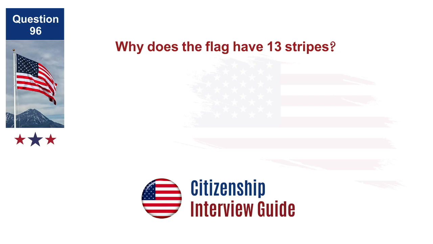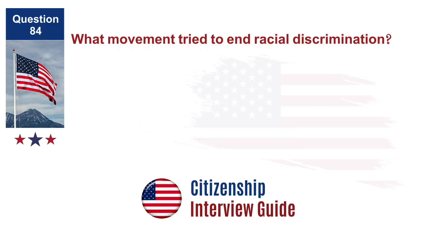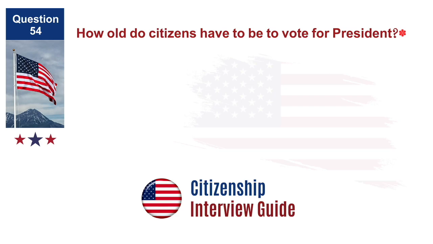Why does the flag have 13 stripes? Because there were 13 original colonies. What movement tried to end racial discrimination? Civil rights movement. How old do citizens have to be to vote for president? 18 and older.